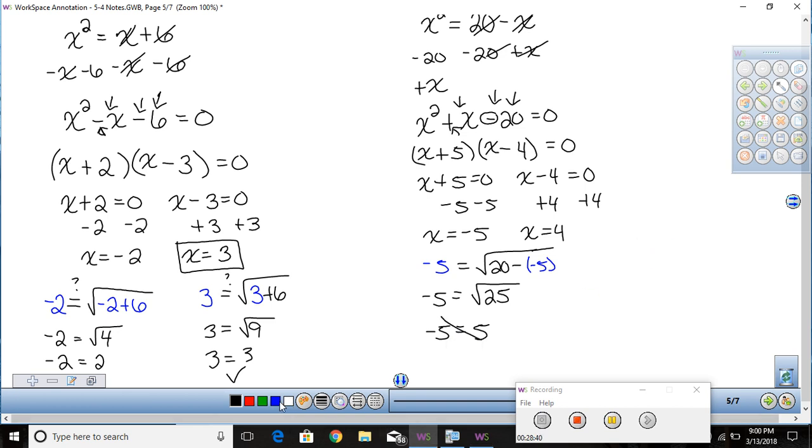Then I'm going to try the 4. So you've got 4 is equal to the square root of 20 minus 4. So I've got 4 is equal to the square root of 16. And the square root of 16 is 4. That works. So x equals 4 is my only valid solution. And negative 5 would be my extraneous.